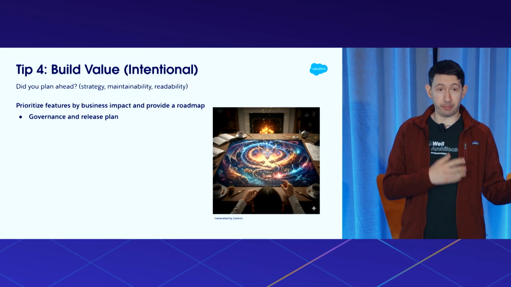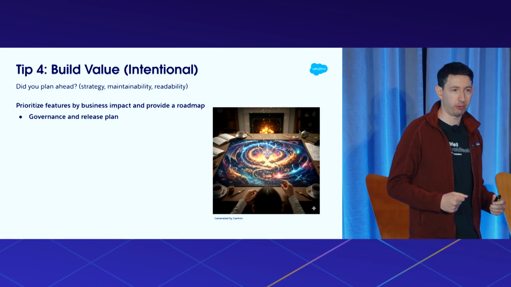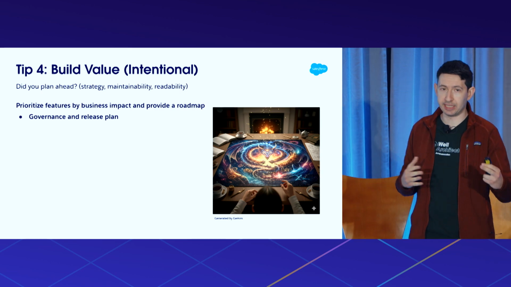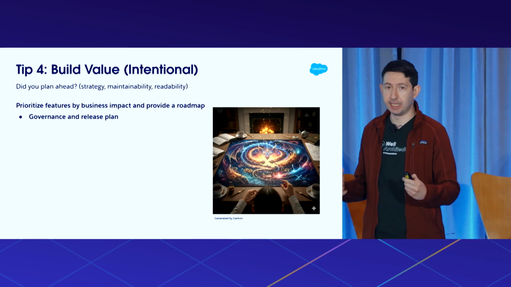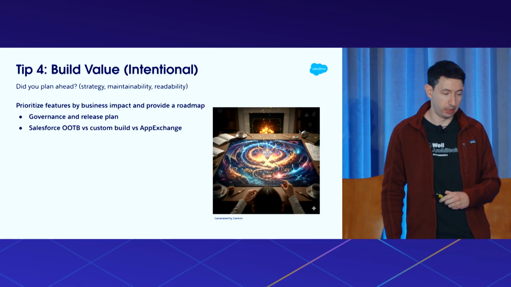Again, going back to, do we have a system of governance? Do we have a release strategy? When are things being released? Who is doing the releasing? Who is doing the testing of the things that are being released? Is there a plan there so people can expect when things are going to get to production?